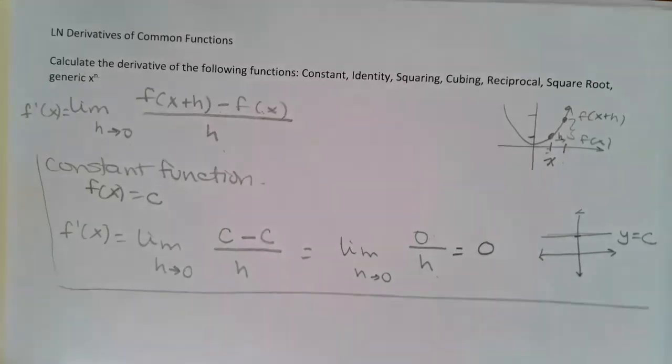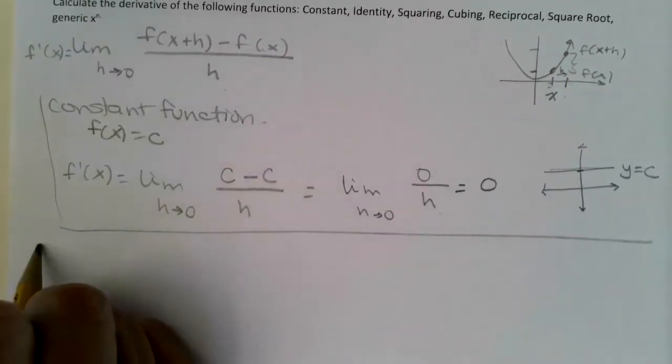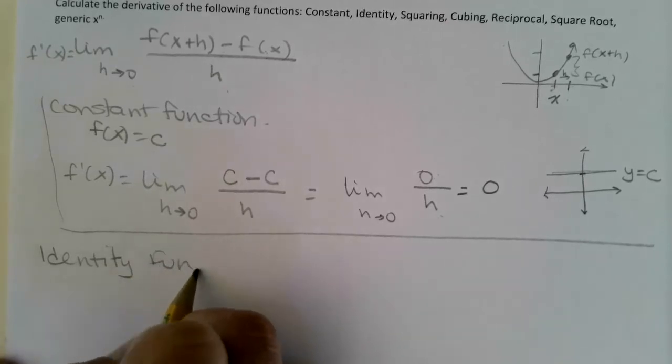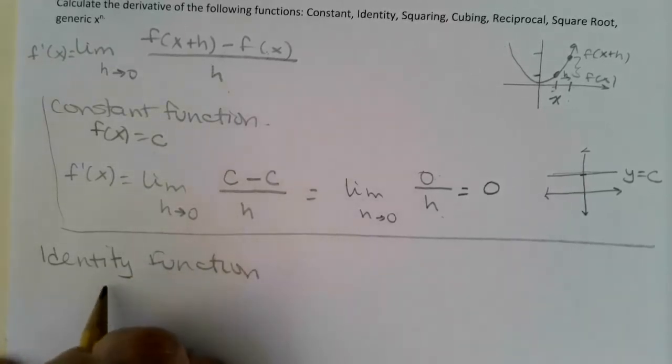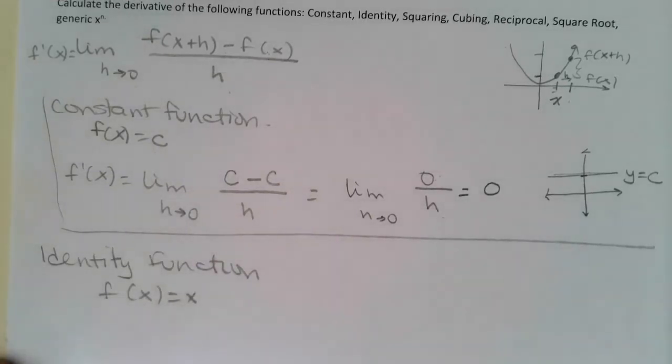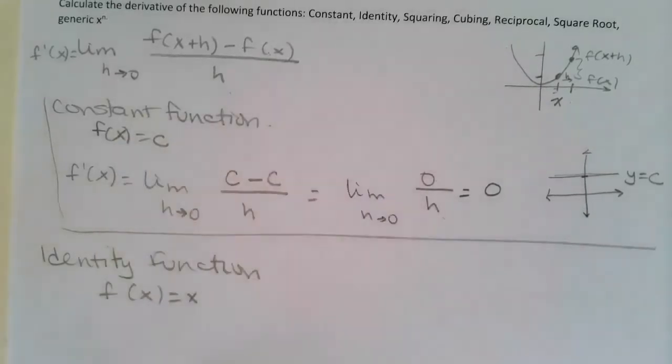How about the identity function? That's f of x equals x. Just think about what that should be if you think of it in terms of the slope of the tangent line and what this graph looks like. I want you to have an idea first, and then we're just going to walk through it. We're going to do the limit of the difference quotient.